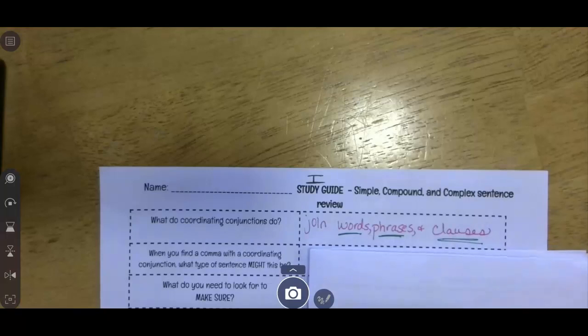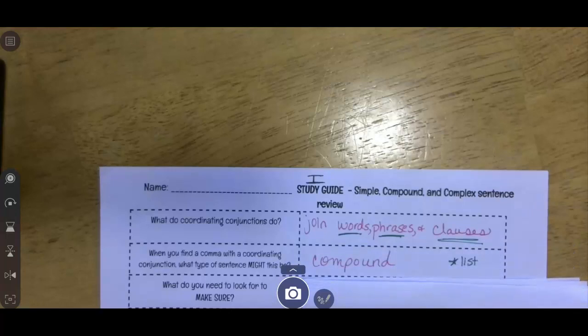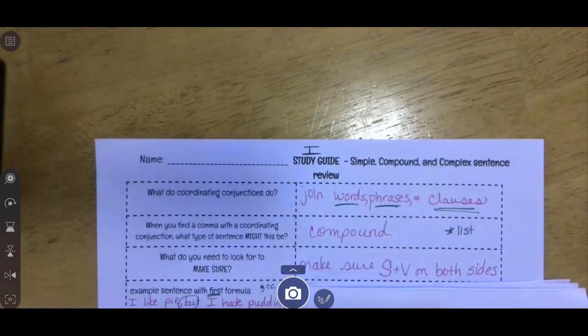Throughout our studies of compound sentences, there was a little misunderstanding or misdefining this and saying that it's just used to combine two sentences to make a compound sentence, but it does more than that. It can combine words and phrases as well. But when you do find a comma with a coordinating conjunction, that tells you that you might have what kind of a sentence. And that's when we'd see a compound sentence. And I put "might" over here because just because you see a comma conjunction doesn't mean it's compound. You also then have to make sure, the next question is, what do you need to make sure of? You need to make sure that there's a subject and a verb on both sides.